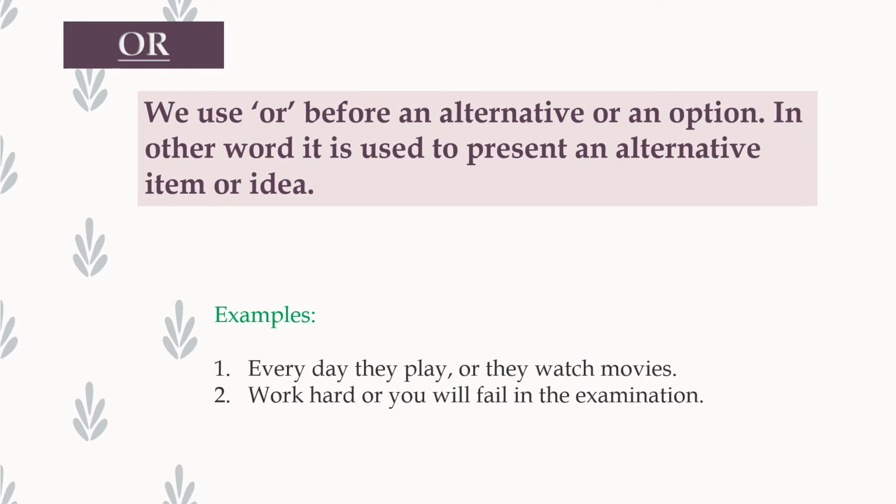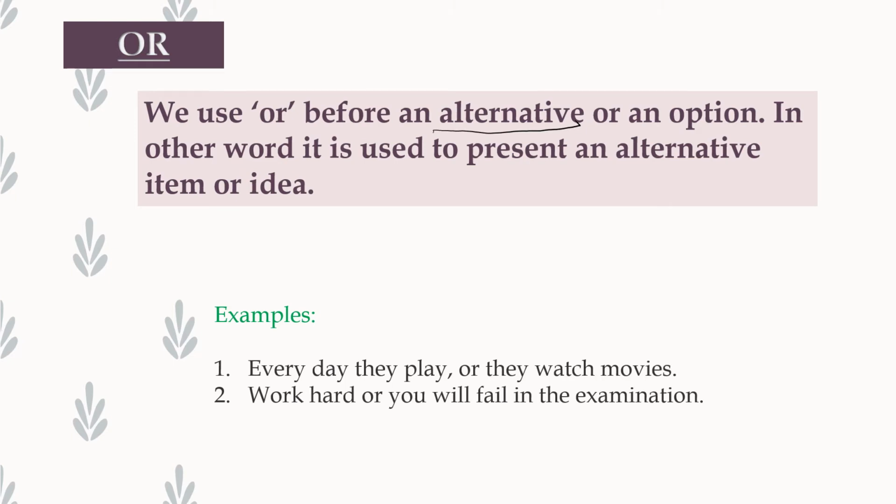Let's see the next one. Next is "or". We also have used it several times. We use "or" before an alternative or an option. Alternative is the second option. मतलब कुछ भी आपके पास एक option होता है उसका कुछ second option होता है then we use "or". So if we have options available then we use "or".